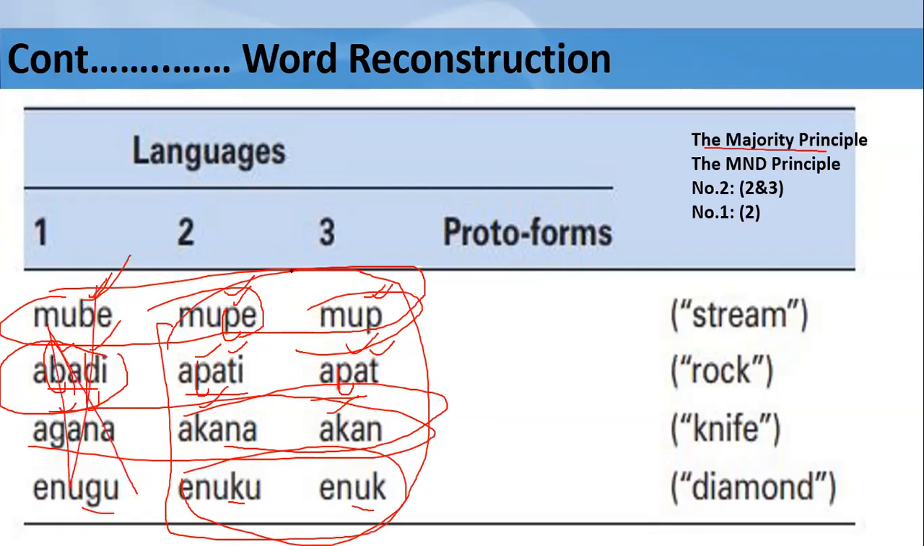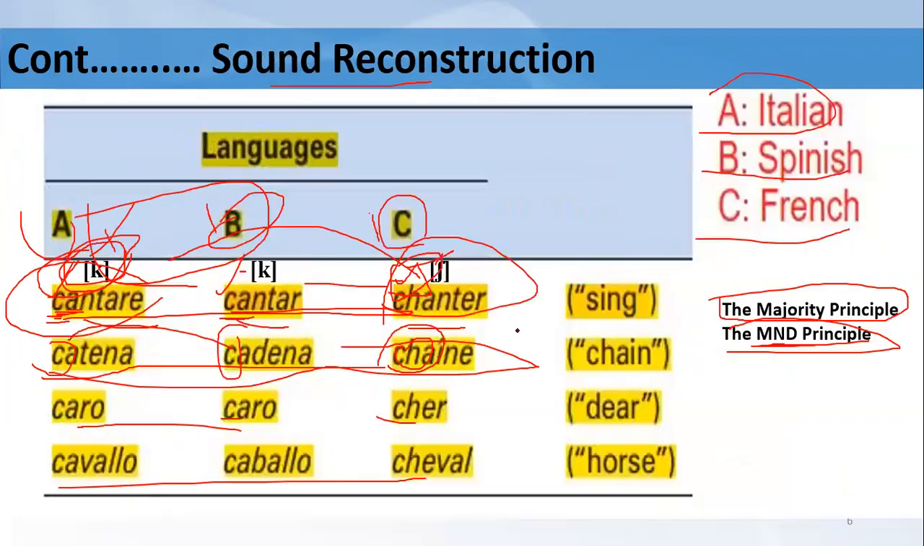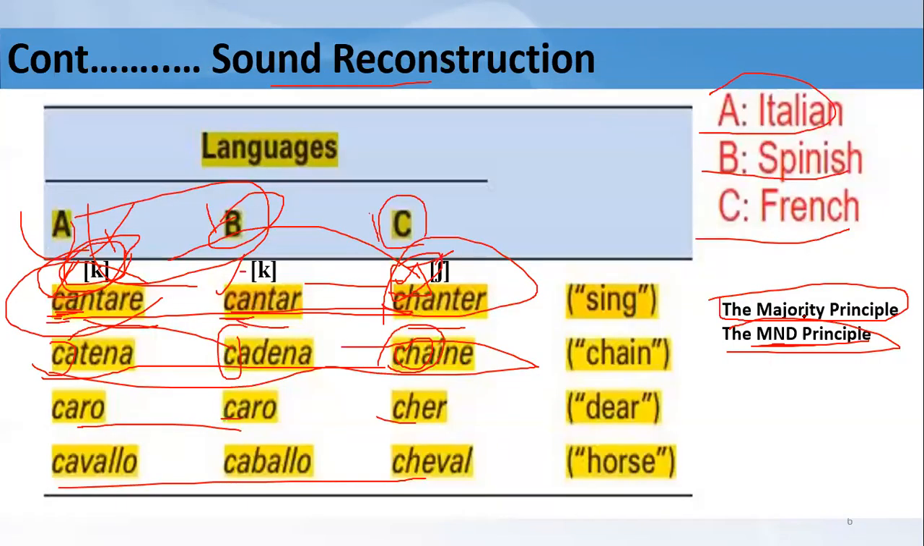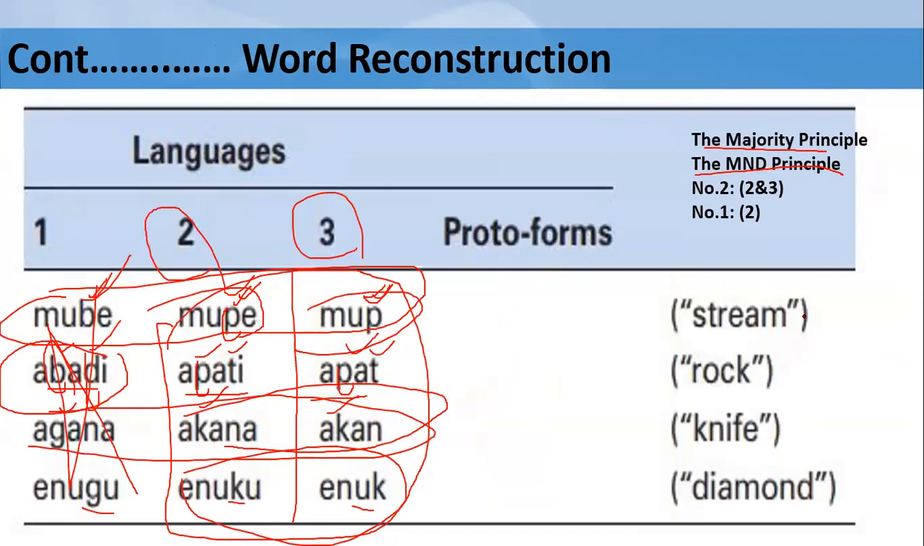But here is a question: which one among these two? I mean, number two and number three, for example, either mopi is the original form or mope. We're not sure. Now, in order to further decide this, we have to look for the most natural developmental principle. Let's get back to the rules. Here, look at rule number two. Voiceless sounds become voiced, typically between vowels. Voiceless sounds become voiced, typically between vowel sounds.